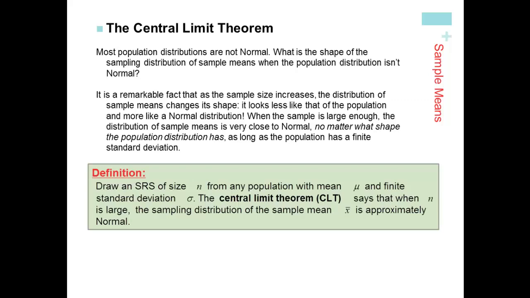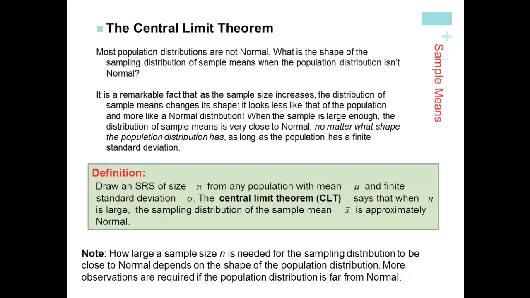If we draw a simple random sample of size n from any population with a mean of mu and a finite standard deviation of sigma, the central limit theorem says that when n is large, the sampling distribution of the sample mean x bar is approximately normal. How large a sample size n is needed for a sampling distribution to be close to normal depends on the shape of the population distribution. More observations are required if the population distribution is far from normal. So if I have a very skewed distribution, the number in the sample needs to be larger. If the population distribution is close to normal to begin with, your sample size n could be smaller.